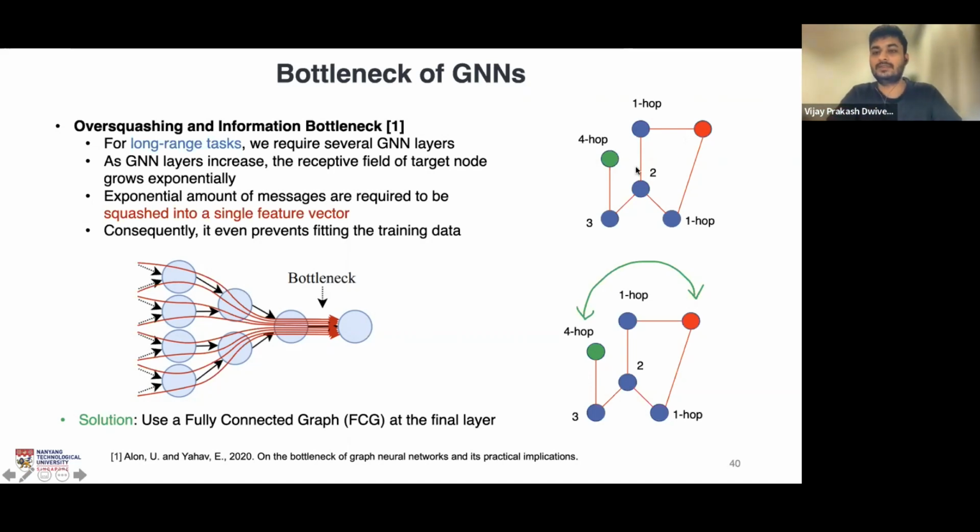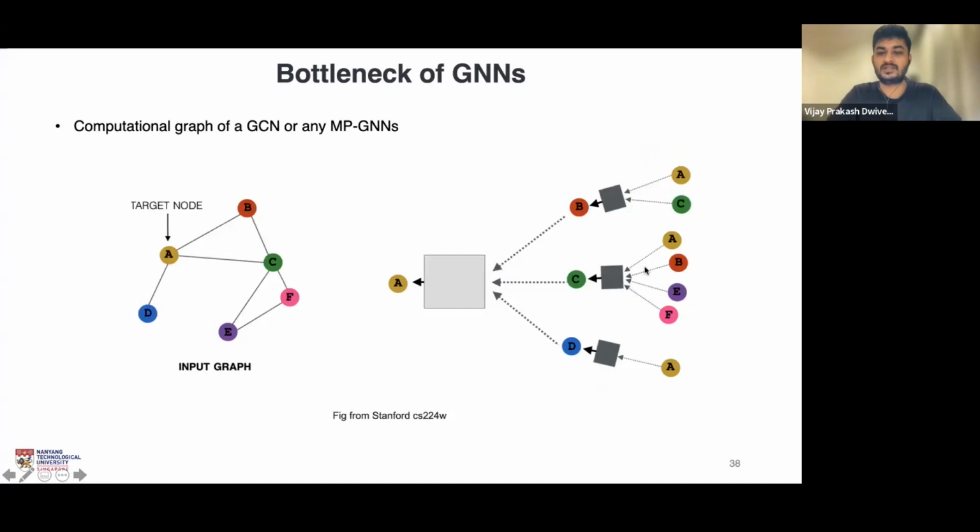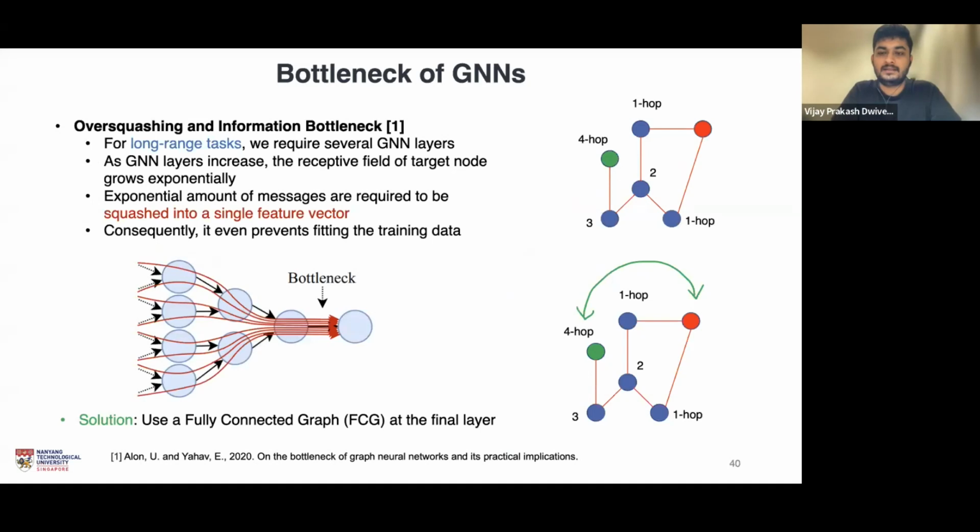Naturally, to think of this in perspective of the computational graph, if we want to propagate something from a long range, we can have the number of layers similar to the graph diameter. But if we have several GNN layers, the receptive field of the node grows exponentially, because it will have to consider the information from all different nodes from 1 hop, 2 hop up to k hop, and this leads to the condition where an exponential amount of information is required to be squashed into a single vector.